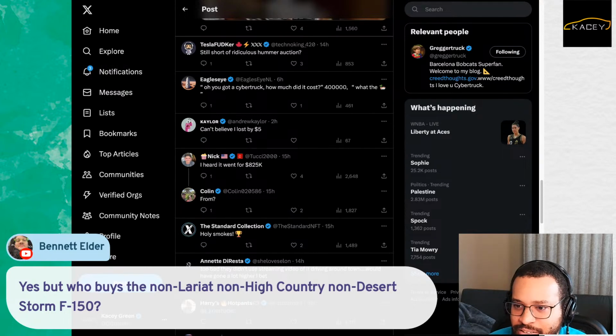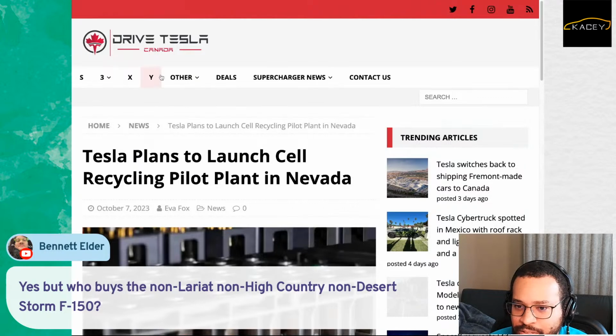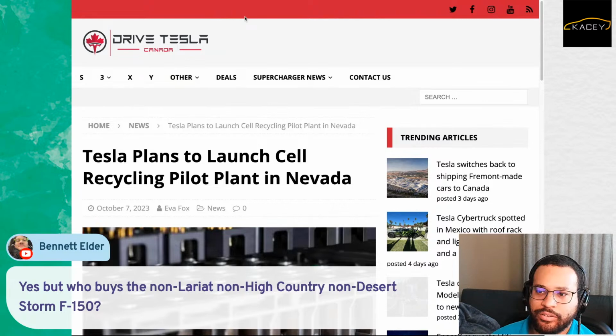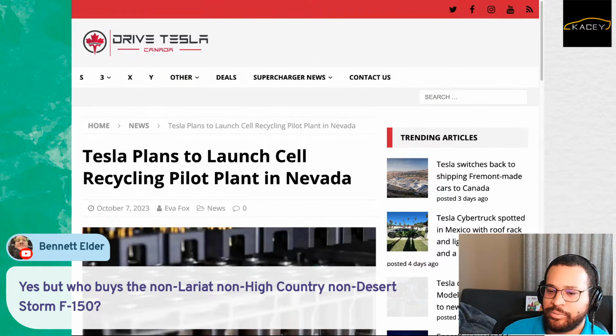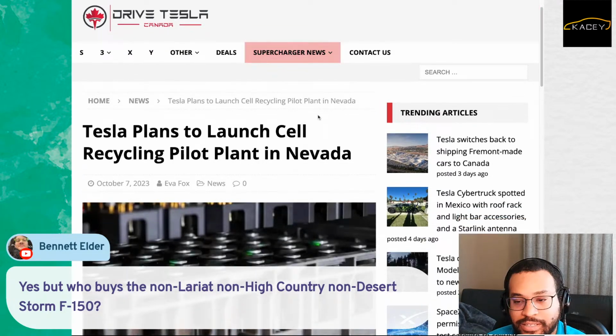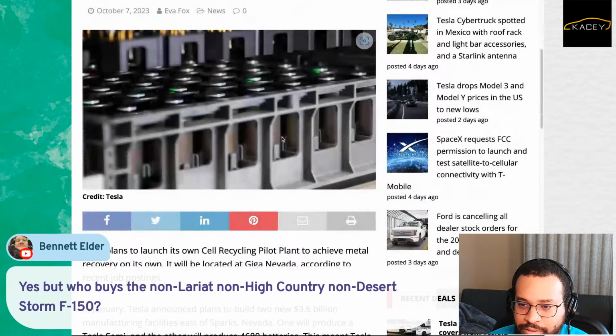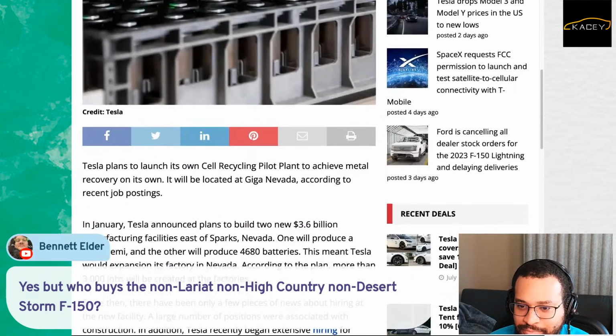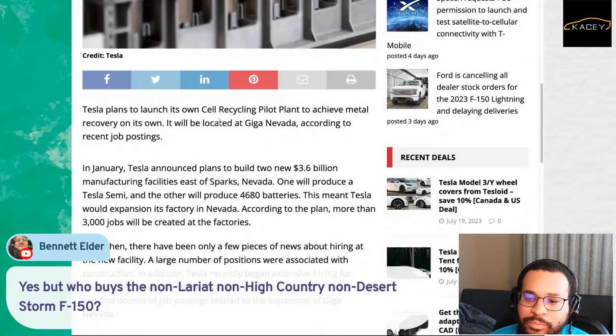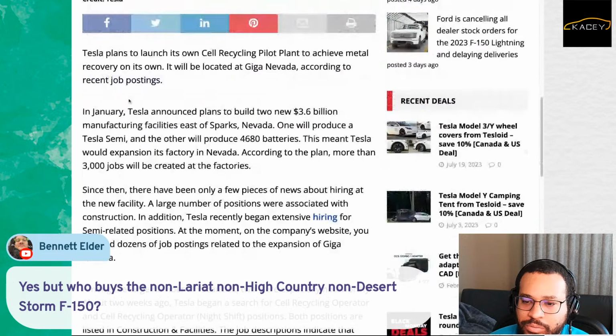All right, let's look at this. We know that Tesla co-founder J.B. Straubel went off to form Redwood Materials, a battery recycling company, now worldwide, since they found themselves a subsidiary in Europe. Well, Tesla plans to launch a cell recycling plant in Nevada, because why pay somebody else to do what you can do yourself? They plan to launch their own cell recycling plant to achieve metal recovery on their own. This will be located at Giga Nevada, according to a recent jobs posting.